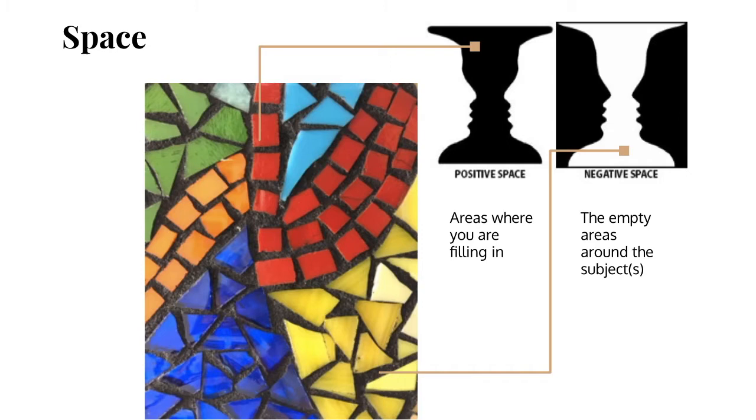Space refers to the area around the subject or object. There are two kinds of space, positive and negative. Positive space is the space that is occupied by the pieces or by the subject. For example, these glass pieces are called positive space. Negative space, on the other hand, refers to the empty areas around the pieces. So all these areas that are filled up by cement are called negative space.